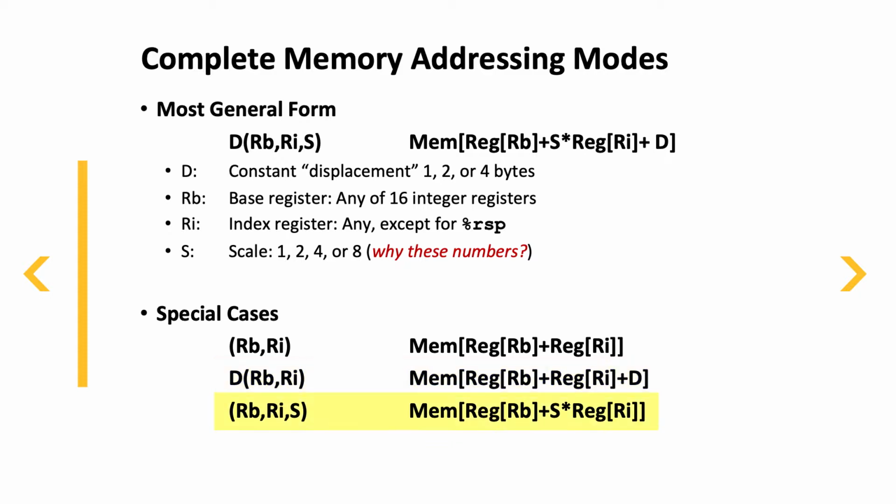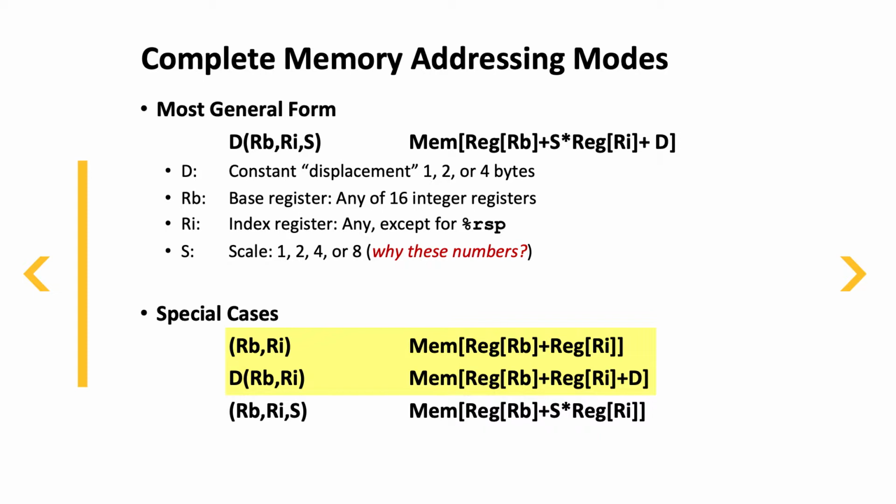If we specify RB, RI, and S without the displacement, we just fill in what we have into the general form, right? We'll have RB plus S times RI, but notice that D has a different default than S. If we don't specify a D, we default it to 0, and that's why it doesn't show up in this last example. In that special case, we didn't specify a D, so we assume it to be 0. In the first case and the second case, we didn't specify S, so we assume it to be 1.